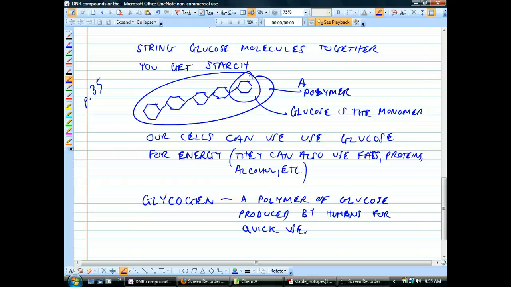Glucose. Starch is the polymer. Okay, so glycogen is kind of like starch in people.